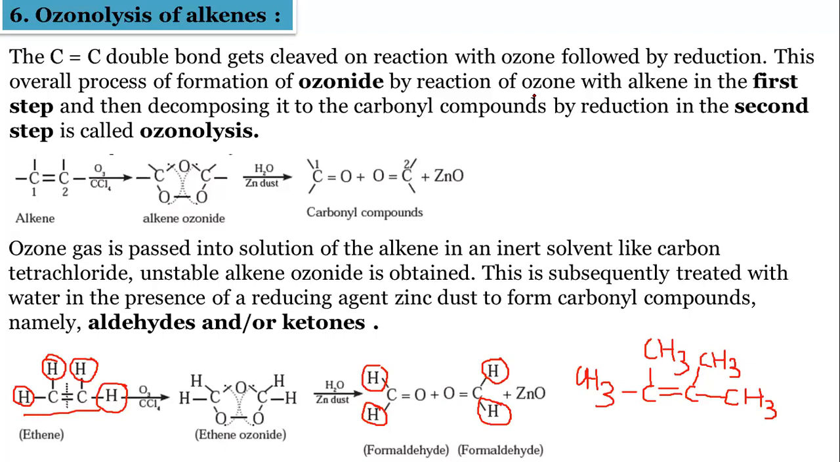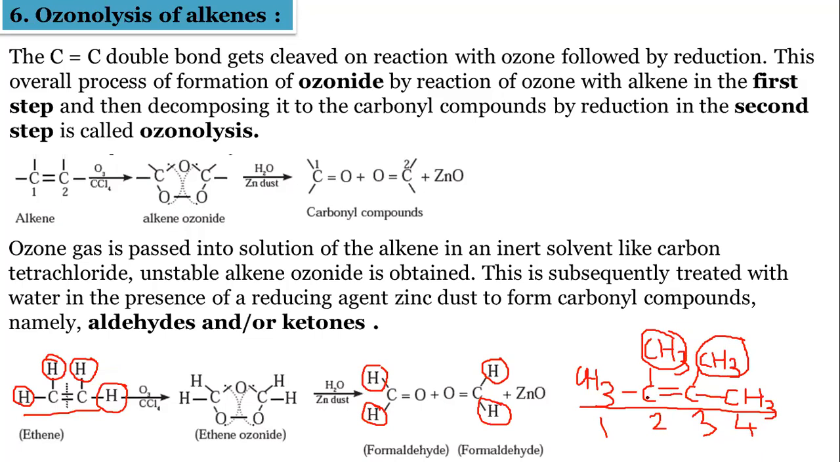Say, in the longest chain, this is the longest chain. I will show you. See, this is the longest chain. So this is carbon number 1, this is carbon number 2, this is carbon number 3, and this is carbon number 4. On the second carbon there is one CH3 group, and on the third carbon another CH3 group is there. With 4 carbon atoms in the chain, it is butene. But the second carbon has the double bond, so it is 2-butene.